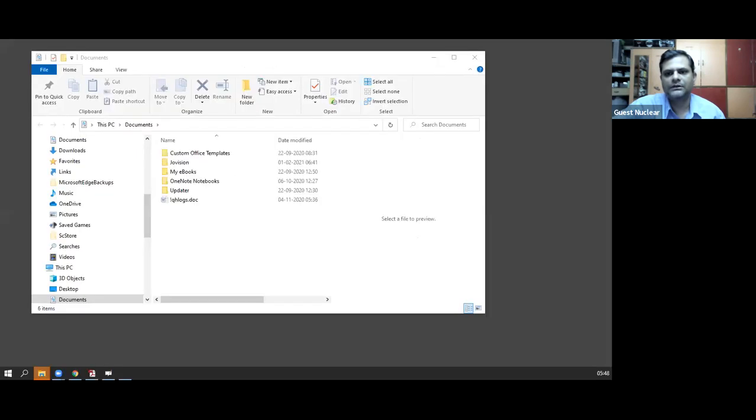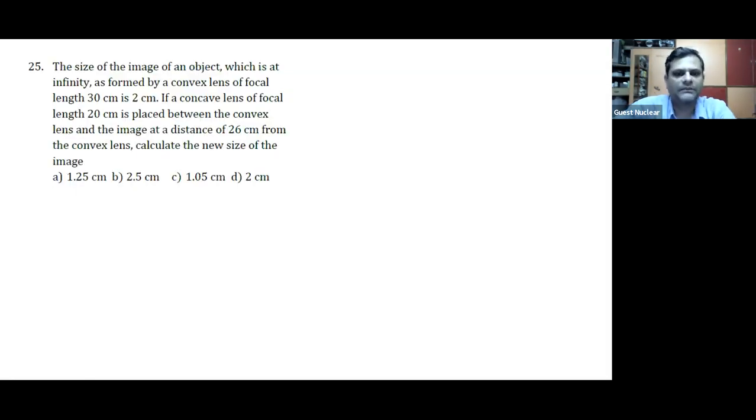Okay, next one. Only one question is remaining after this. The size of the image of an object at infinity formed by a convex lens of focal length 30 is 2 centimeter. If a convex lens of focal length 20 centimeter is placed between the convex lens and the image, at a distance of 26 centimeter from the convex lens, calculate the new size of image.